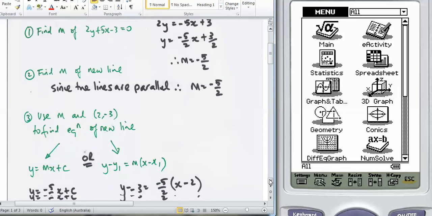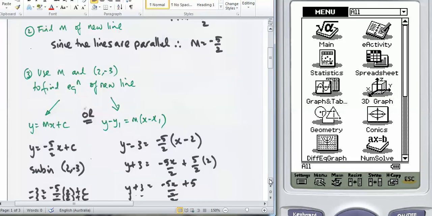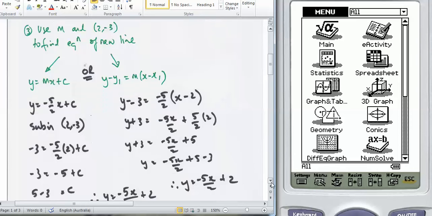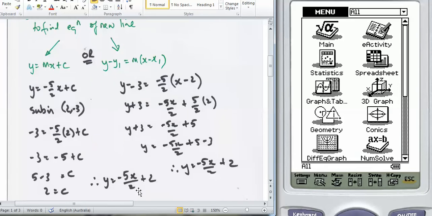I could use the equation y = mx + c, replace m with -5/2, then substitute in the point (2, -3), and that works out to be y = -5x/2 + 2. Or I could use y - y1 = m(x - x1) and substitute in the gradient and the same 2 points all in the one go. I end up with the same answer.